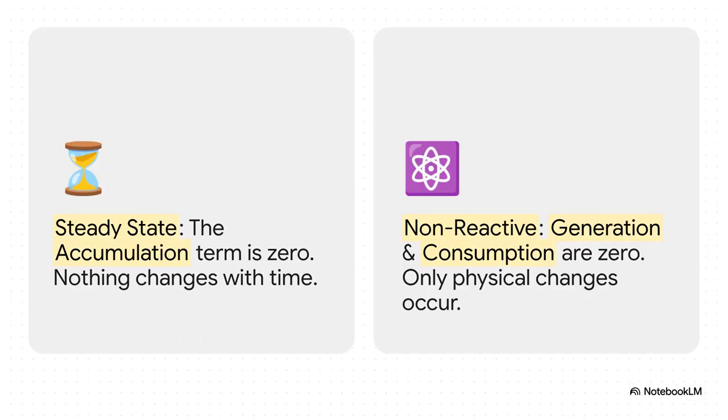Now, that full equation can get pretty complicated to solve, but for most large-scale continuous industrial processes, we can make two incredibly powerful, game-changing assumptions. First, we assume steady-state operation. That just means nothing is changing over time, so the accumulation term is zero. Poof, it's gone. Second, for purely physical separations like evaporation, no new chemicals are being created or destroyed, so the generation and consumption terms are also zero.